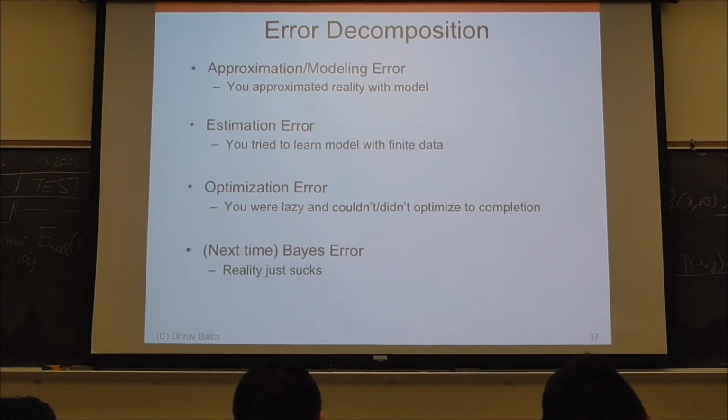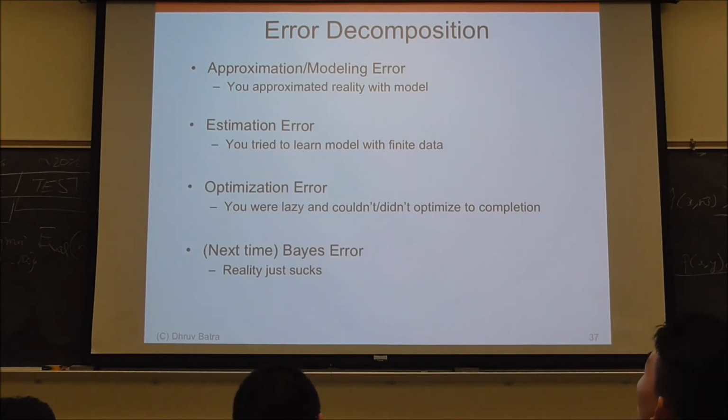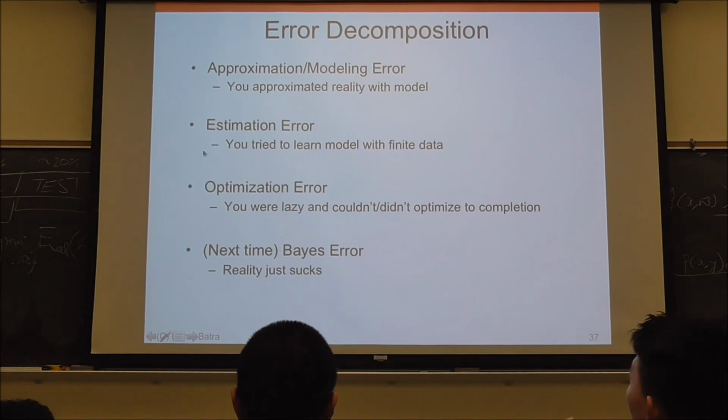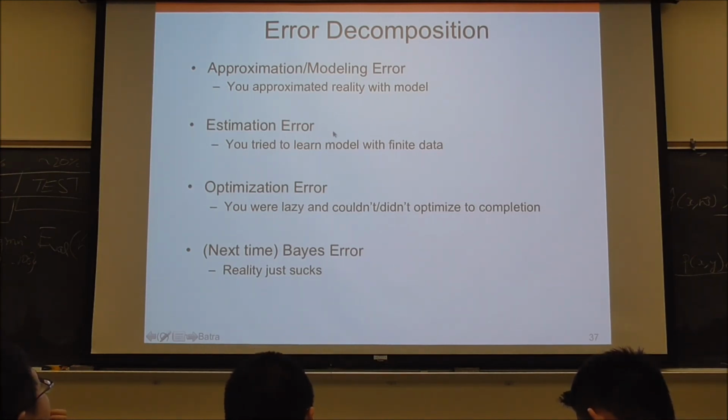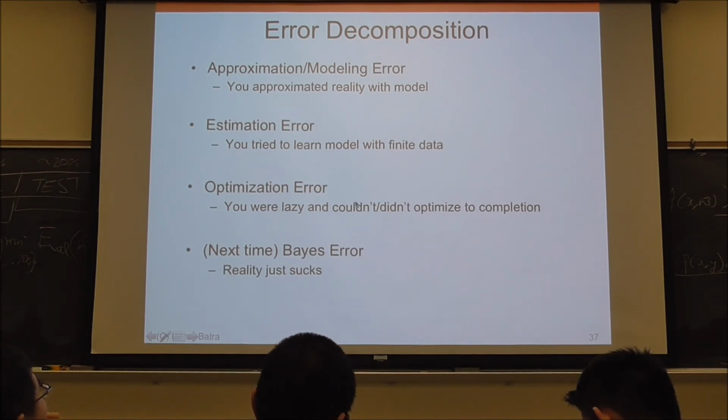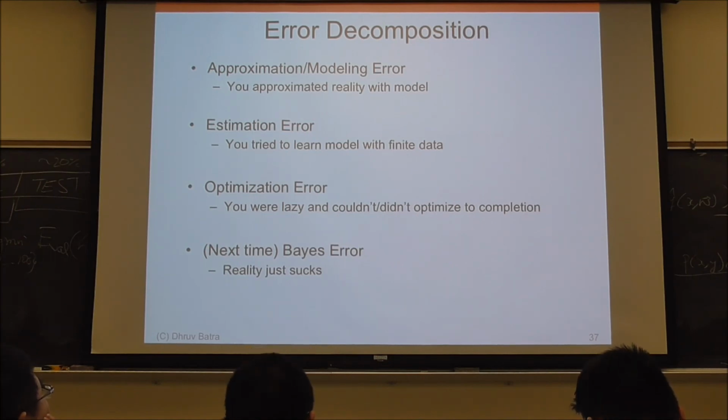Okay, and here's something to keep in mind. Approximation error or modeling error is you approximated reality with a model. Estimation error, you're trying to learn your model with finite data, that's what caused estimation error. Optimization error was either you were lazy or you just couldn't optimize it to completion, right? Or you said, I have some budget constraint. I'm only going to run it for X number of hours, and whatever you end up solving at that point, that's my model. That's what I'm shipping. Right? So that's optimization. And next time, we're going to talk about something called Bayes error, which is reality sucks.